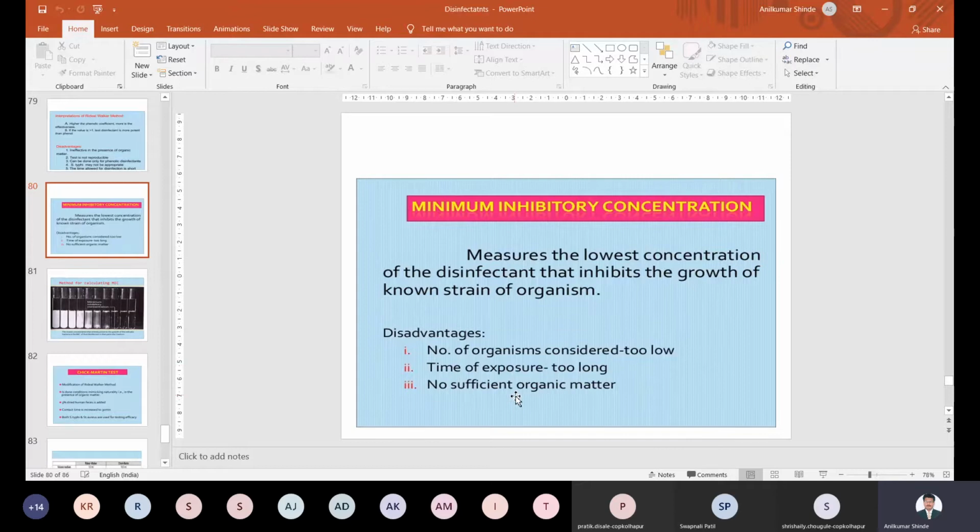Then the time of exposure is long. How much time is required to inhibit the microorganisms? This is the time of exposure. If the time of exposure is longer, it will totally kill the microorganisms. Another disadvantage is that no sufficient organic matter is present; it does not contain any organic matter in this test. So this is the minimum inhibitory concentration.